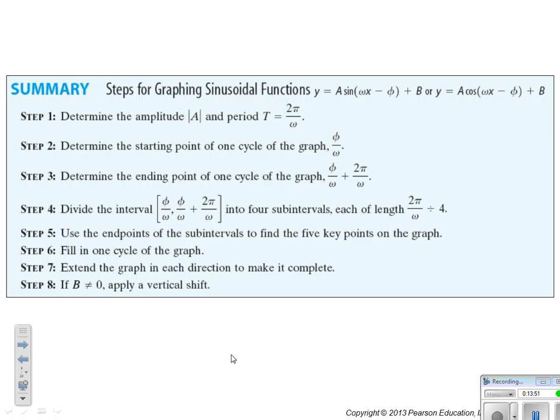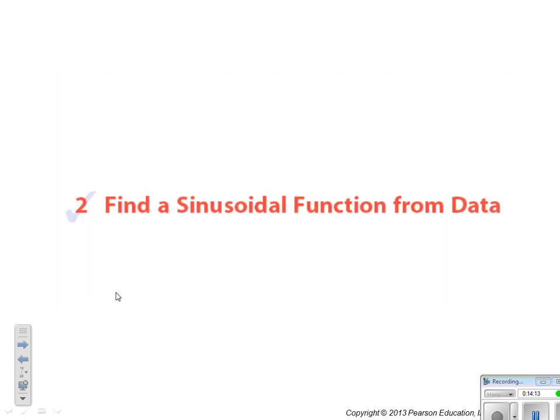Do one cycle and then finish out. If you have a B, then go ahead and shift everything up. You can accomplish this pretty easily just by changing what you're counting by on the y-axis. So if you want to move your 0, go ahead and move your 0 down 1, up 1, so it matches your vertical shift.